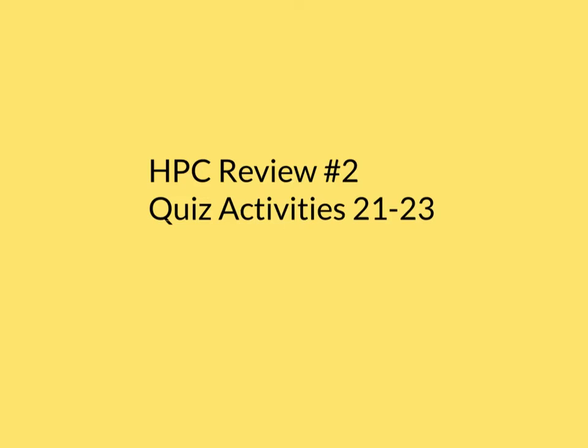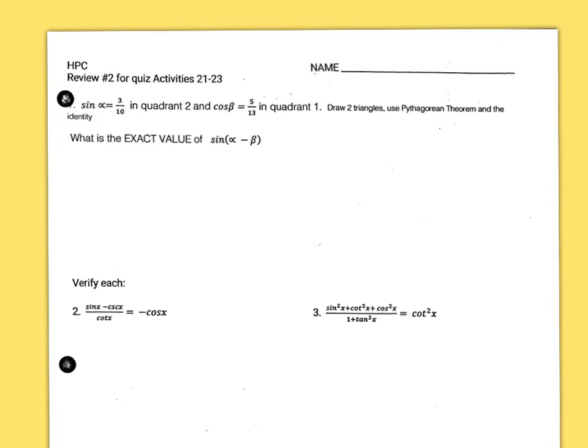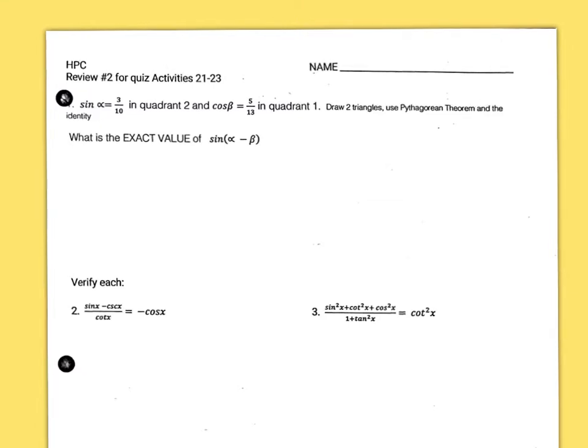Hi everybody. This is the second review for the quiz on Unit 4. And this review matches the test pretty closely in terms of the number of questions and the style of questions. So the very first problem on the test is like this one. So there's one like this. There we go. You will have to draw the triangles and you'll have to use the formula.